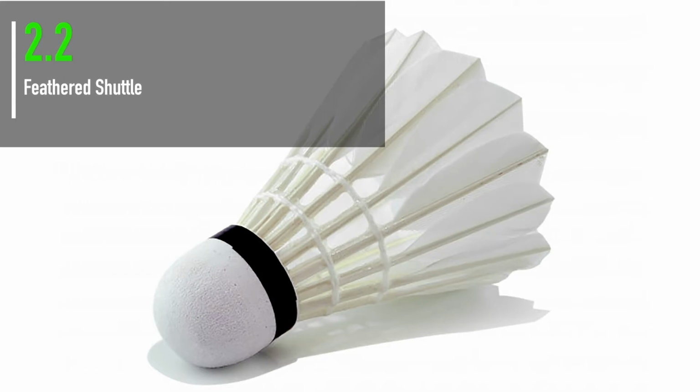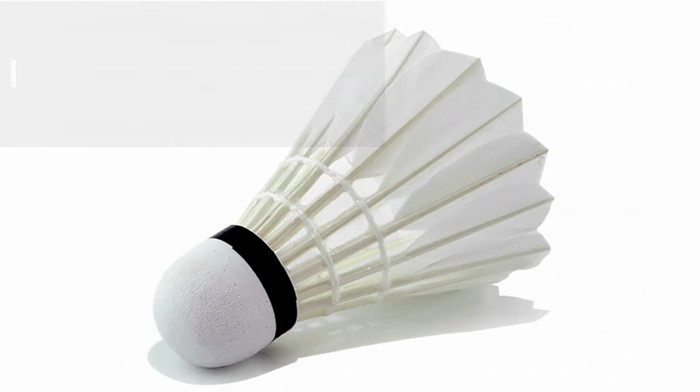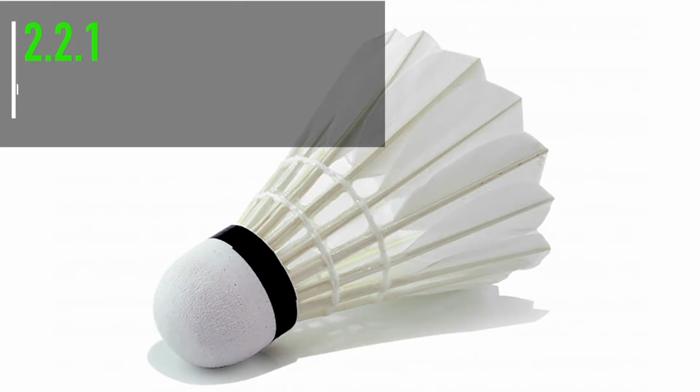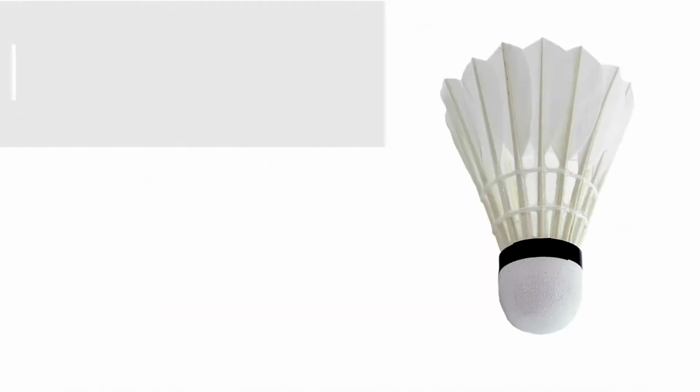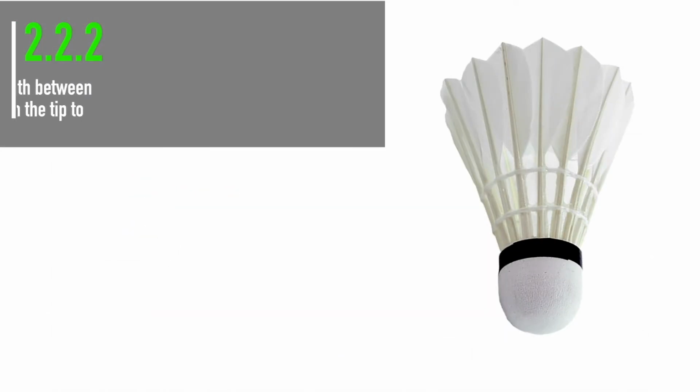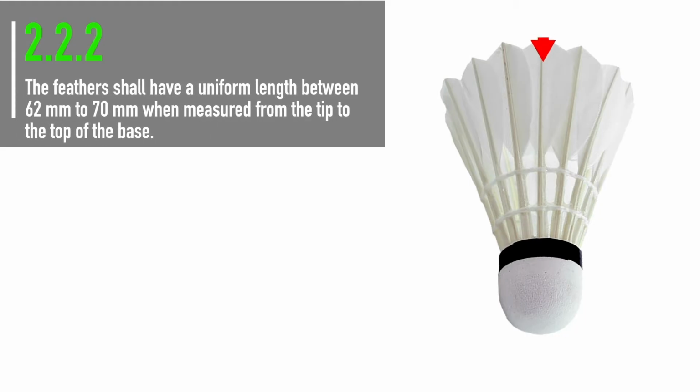2.2 Feathered shuttle. The shuttle shall have 16 feathers fixed in the base. The feathers shall have a uniform length between 62 millimeters to 70 millimeters when measured from the tip to the top of the base.